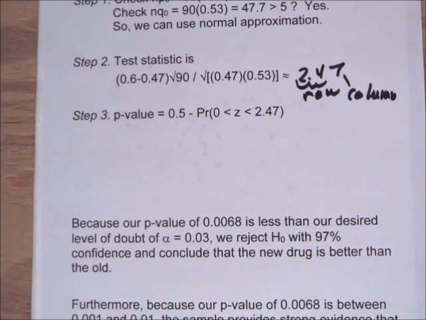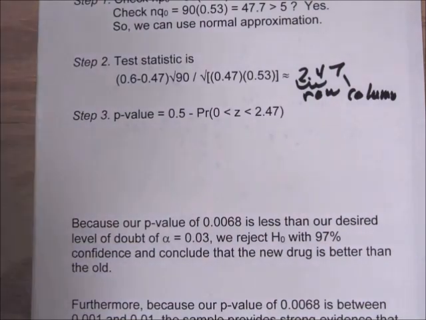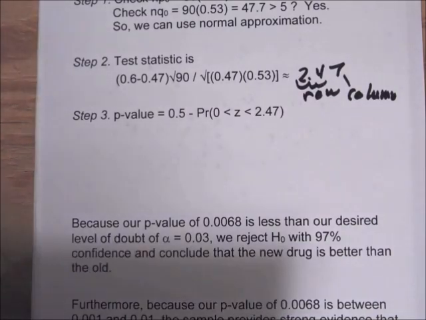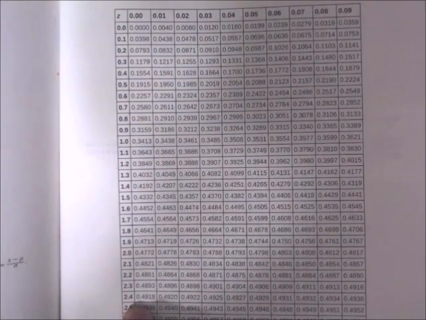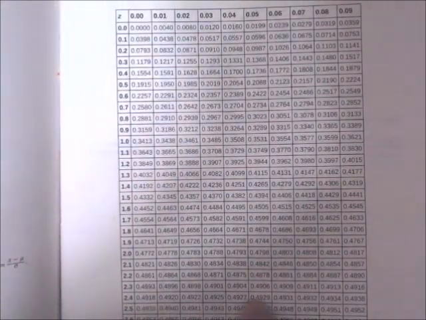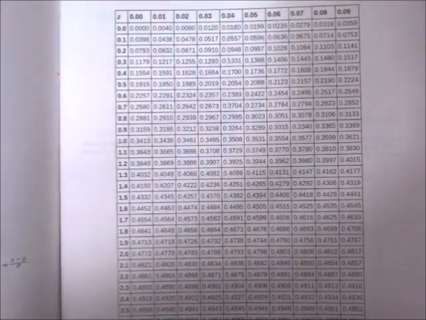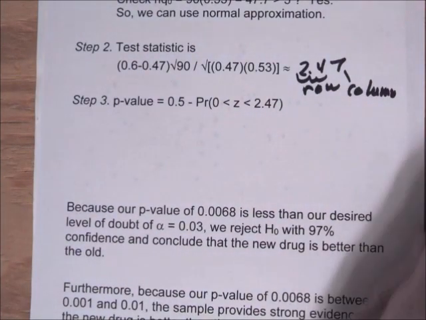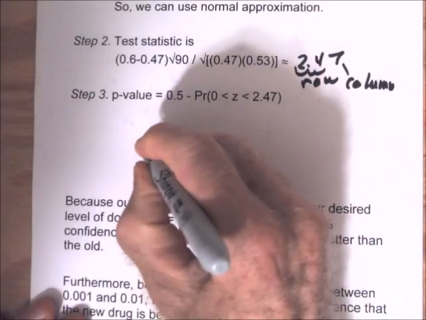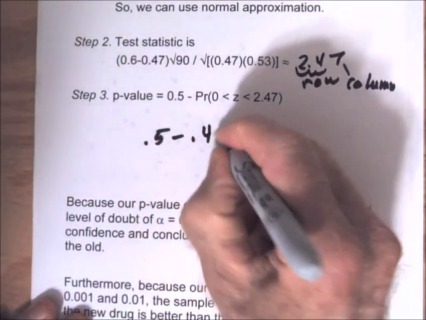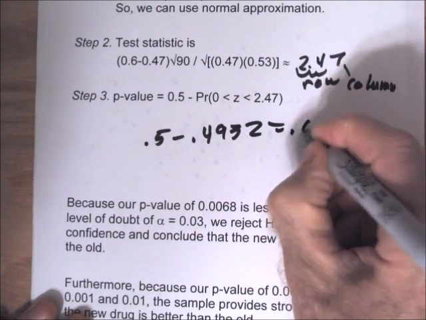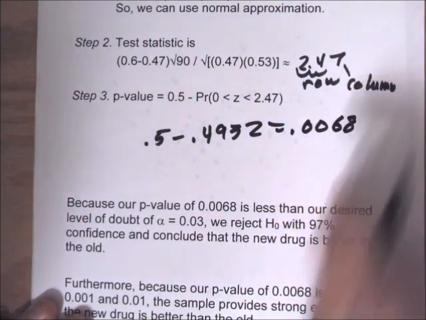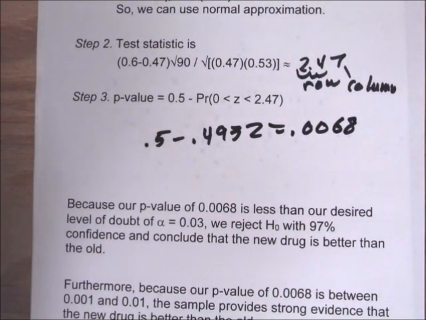let's see what's in there. 2.4, column 7. I get 0.4932. So it's going to be 0.5 minus 0.4932. It's about 0.0068. And this is a one-sided test, so we don't have to multiply by 2.